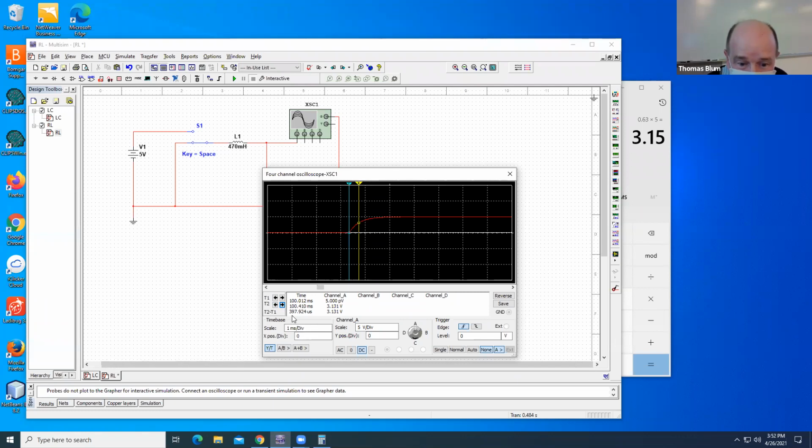And then here's my time constant down here, 397.9 microseconds. US, which really should be a mu-s, which is microseconds. Okay, so that is the theoretical time for the change.